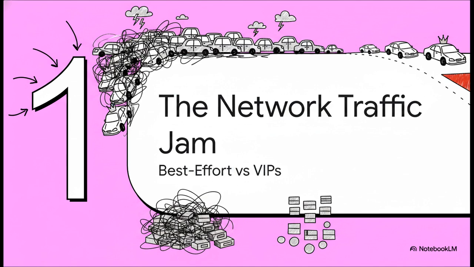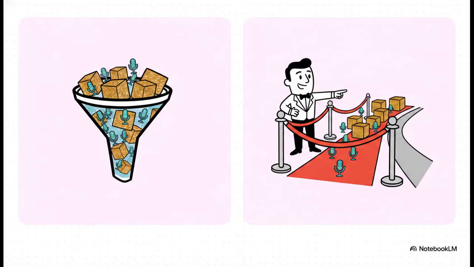Best effort versus VIP treatment. To really appreciate QoS, we first have to look at what networks actually do by default and why that causes such a massive headache. By default, IP networks use what's called best effort delivery. Essentially, the network tries its absolute hardest to deliver all your packets, but, and this is a big but, it makes zero guarantees. Best effort literally treats a massive file download and a delicate real-time voice call exactly the same. If the link is congested, they both just wait in the exact same line.